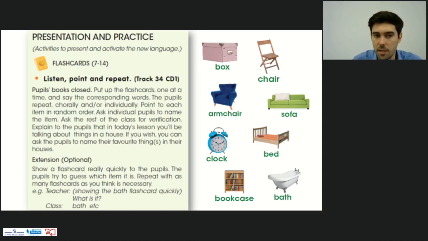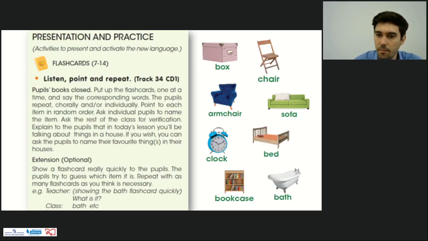So here it says pupils' books closed, put up the flashcards one at a time and say the corresponding words. The pupils repeat, point to each of them. The rest of the class will ask for verification and things like this. So this is how to present vocabulary. And at the bottom, we have an extension activity.